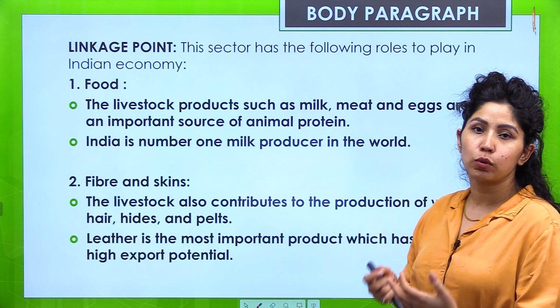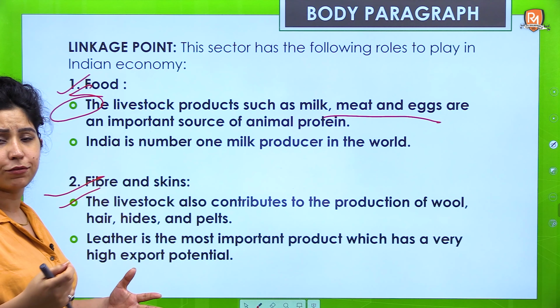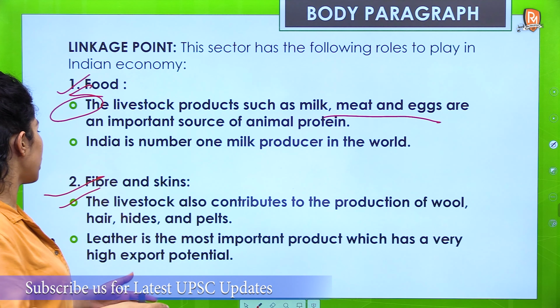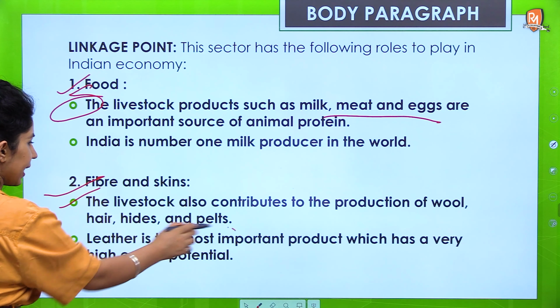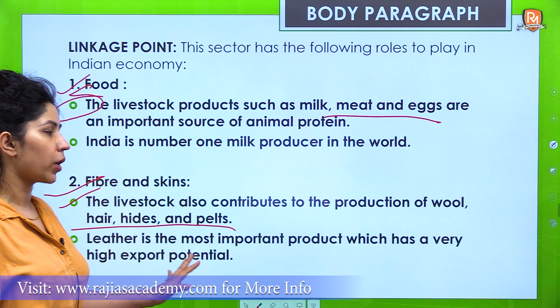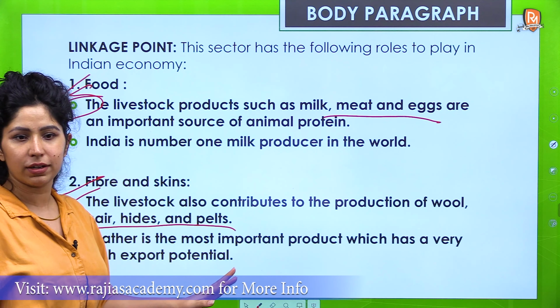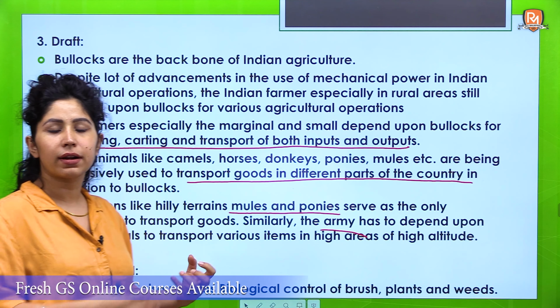So what you can do is talk about food, then talk about fiber and skins, for example wool and leather products. The livestock also contributes to the production of wool, hair, hides and pelts. Leather is the most important product, which has a very high export potential, Indian leather. The next one is the draft.